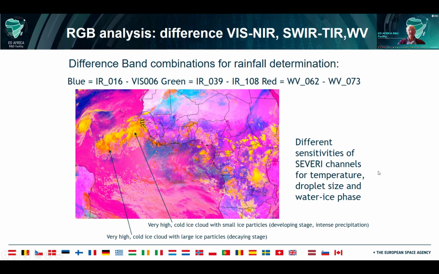Band difference combinations can be used also during daytime. So having differences between the near infrared and the visible, the shortwave thermal and the longwave thermal, as well as the difference within the water vapor. So the different sensitivities can provide us with an idea of droplet size, water ice phase, and alike.